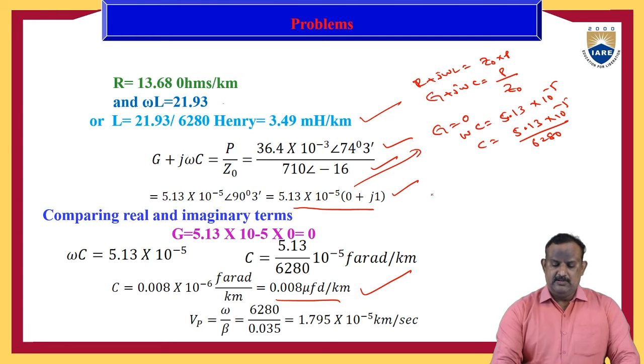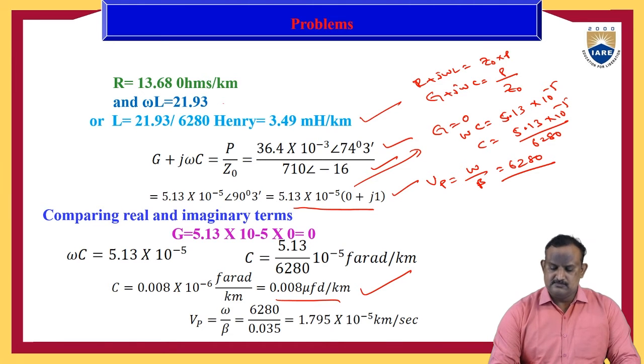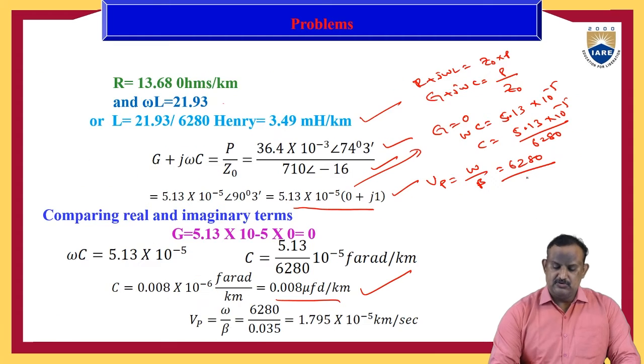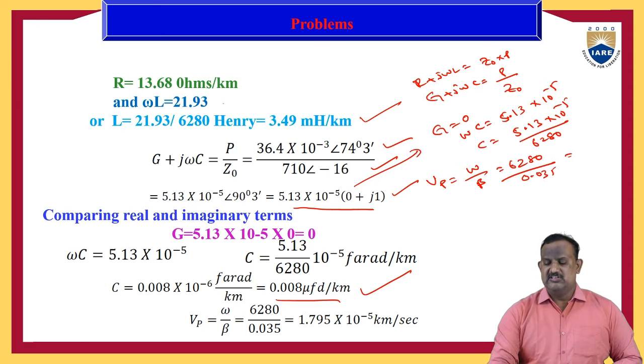Then we need to find the phase velocity Vp. The phase velocity Vp is equal to omega by beta. The omega value is already 6280, and beta is the phase constant, 0.035. Therefore, if you substitute the values, the phase velocity Vp equals 1.715 into 10 power minus 5 kilometers per second.